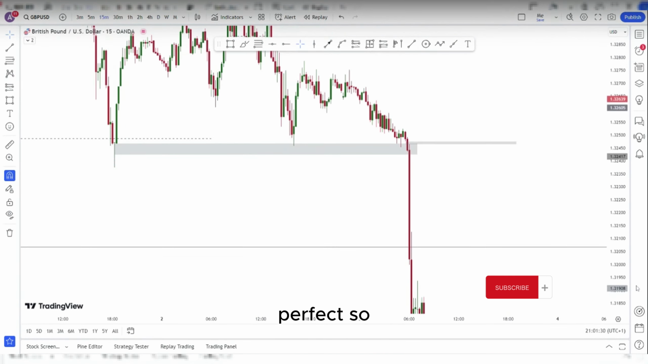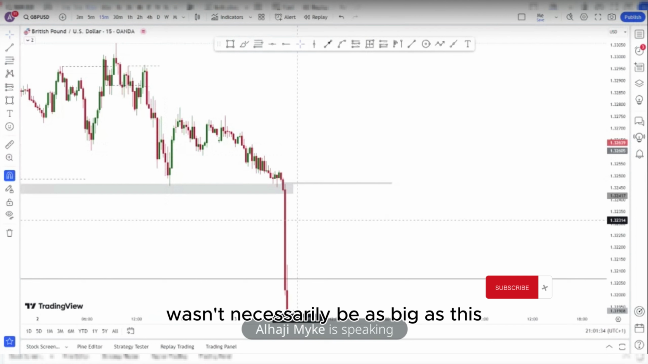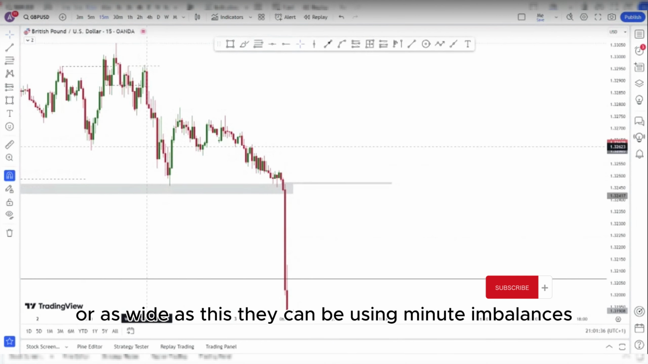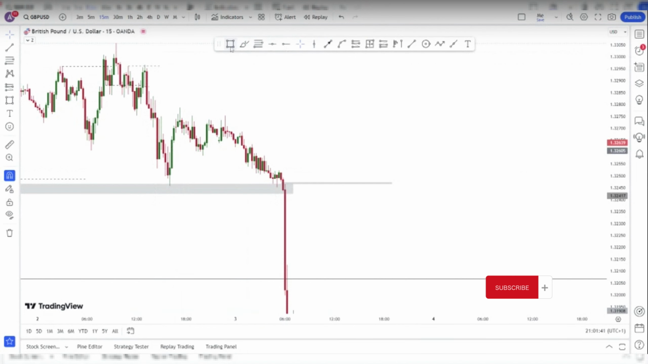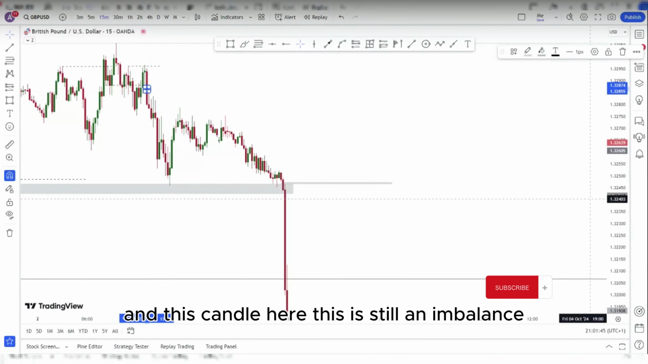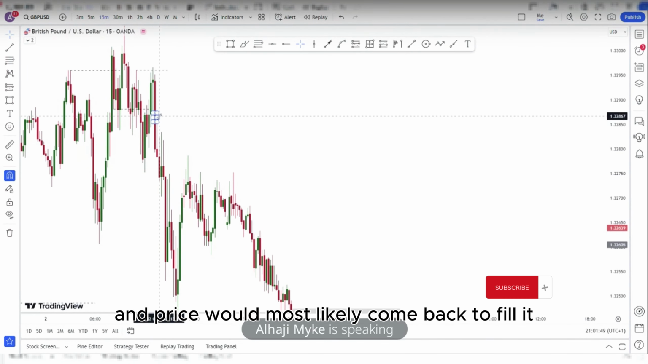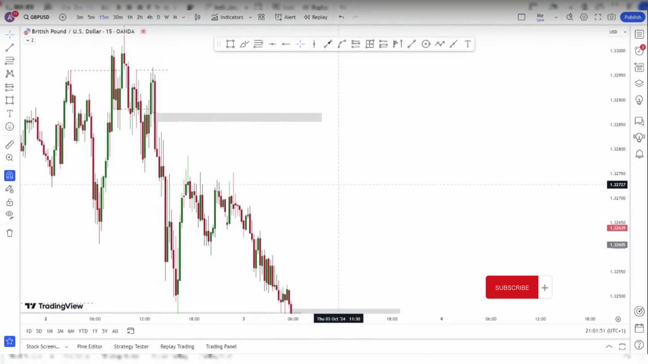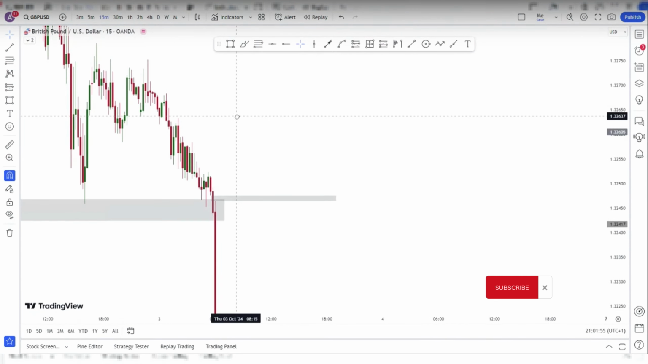Okay, perfect. So this is what we're looking for. Imbalances mustn't necessarily be as big as this or as wide as this. There can be minute imbalances, something like this here, for example, the one that exists between this candle here and this candle here. This is still an imbalance, no matter how you want to look at it, and price would most likely come back to fill it. Are we together? Yes, sir.